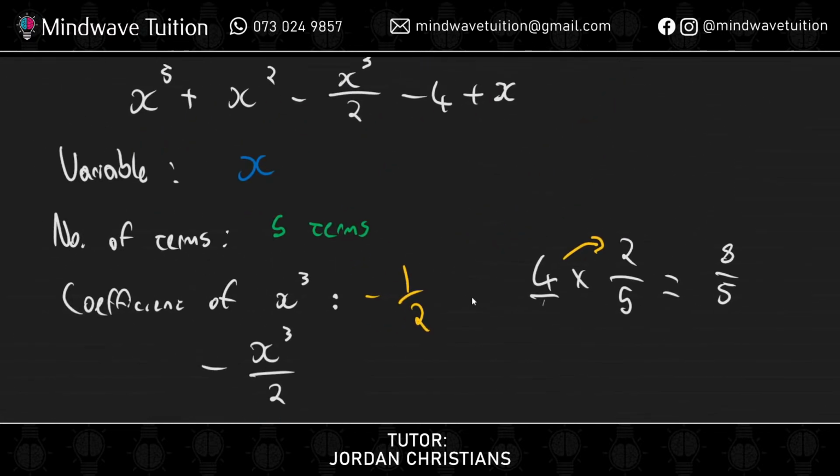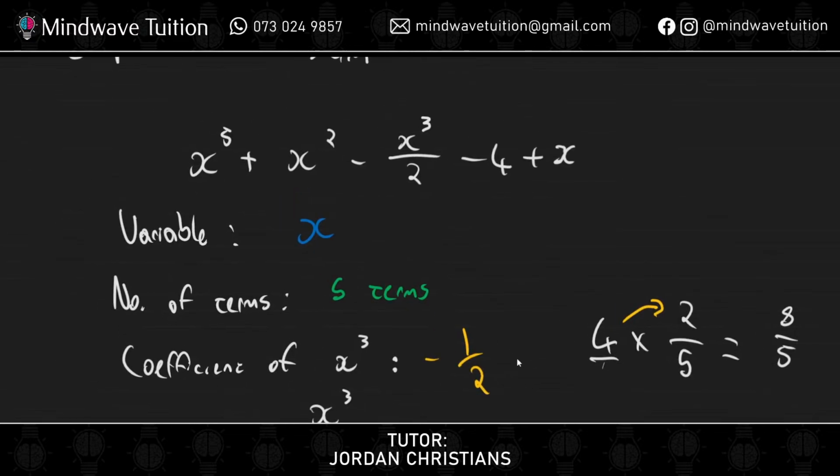So lastly we have the constant. The constant in this expression here is the one without a variable. So no variable. The only one that has no variable in this entire expression here is negative 4. So again, don't forget you have to include the sign as well. So the constant in this expression is negative 4.